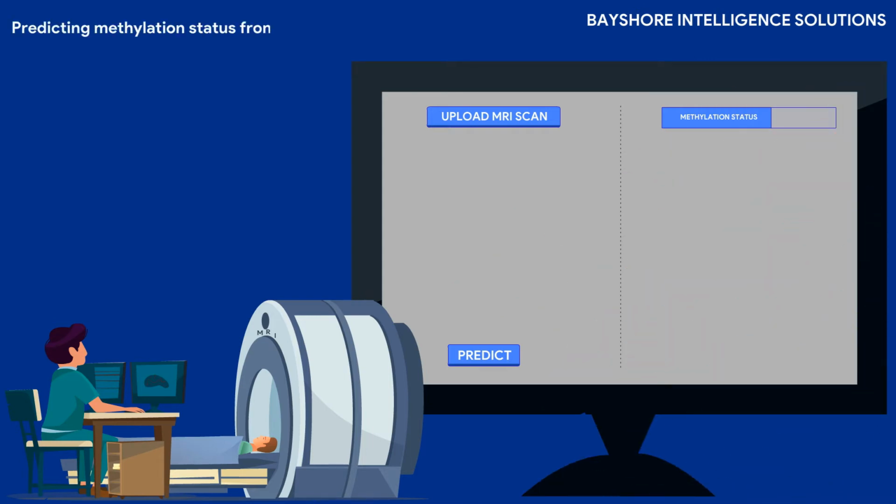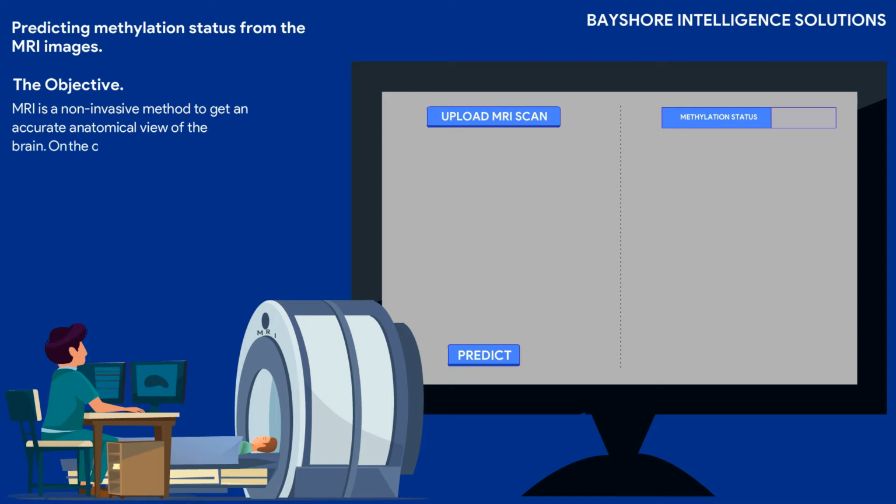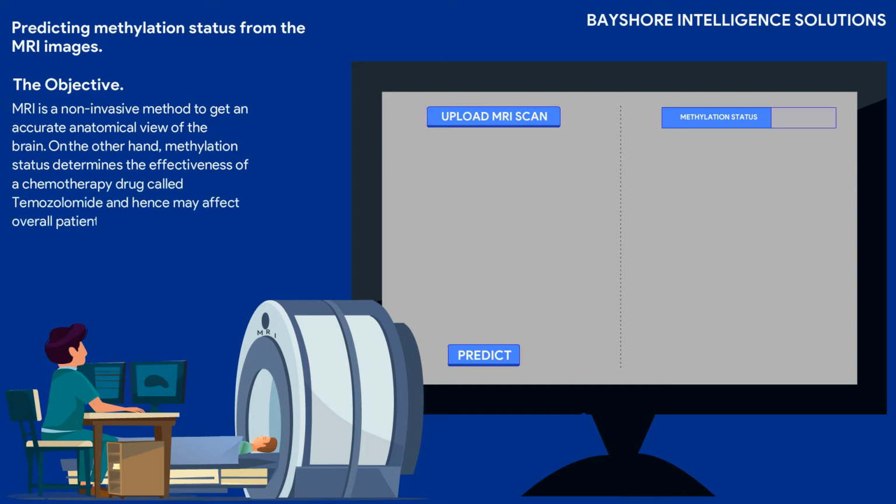Predicting methylation status from the MRI images. The objective. MRI is a non-invasive method to get an accurate anatomical view of the brain. On the other hand, methylation status determines the effectiveness of a chemotherapy drug called temozolomide and hence may affect overall patient survival. The goal is to predict methylation status from the MRI images itself.